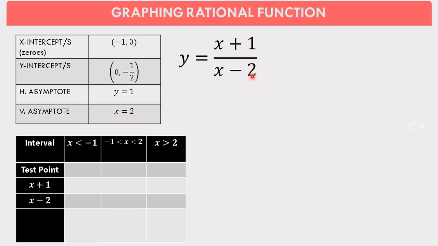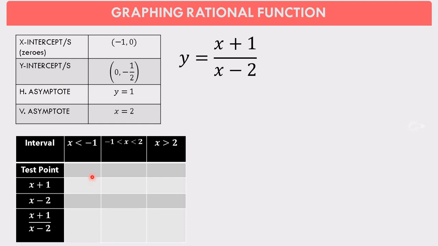Since we have two expressions, x plus 1 and x minus 2, the critical points are x equals negative 1 and x equals positive 2. So we now have three regions. So x is less than negative 1, x is between negative 1 and 2, and lastly, x is greater than 2. Okay? So the two expressions, x plus 1 and x minus 2, and as a whole, x plus 1 over x minus 2.